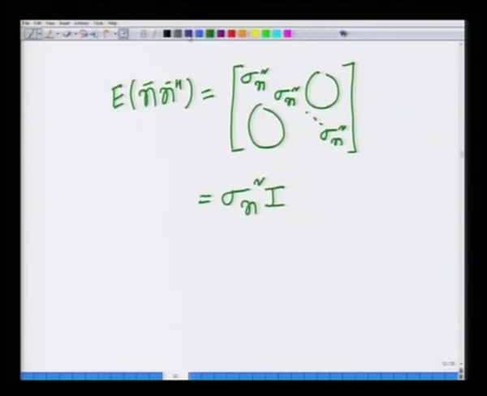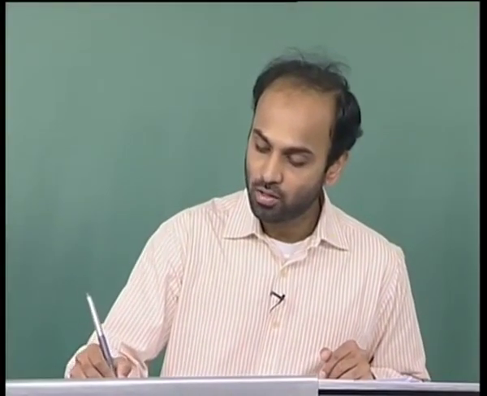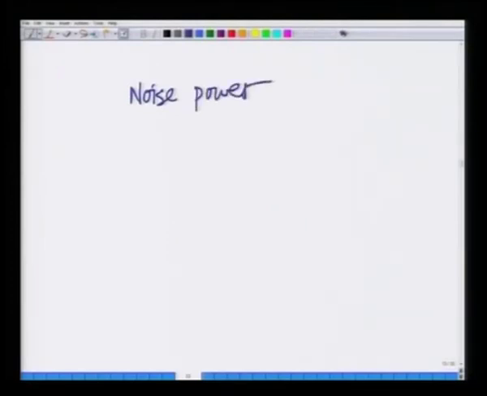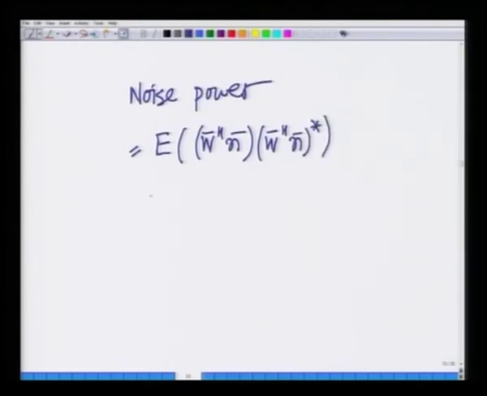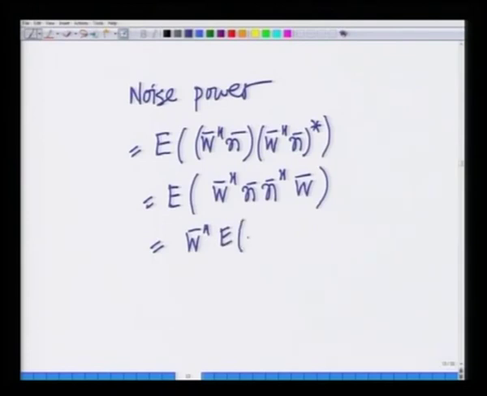So, expected n bar n bar Hermitian is nothing but a matrix which is sigma n squared identity. Now, I will compute the noise power, remember I am going back to my problem of computing noise power. Noise power is nothing but expected W bar Hermitian n bar times W bar Hermitian n bar conjugate. I can write this as expected W bar Hermitian n bar times n bar Hermitian W bar. Now, I can move the expectation operator inside to write this W bar Hermitian expected n bar n bar Hermitian W bar.